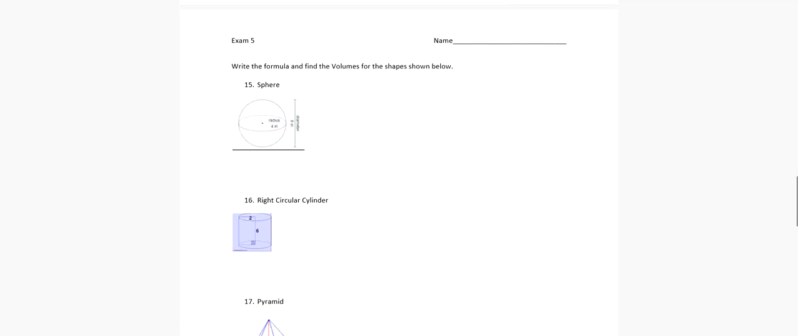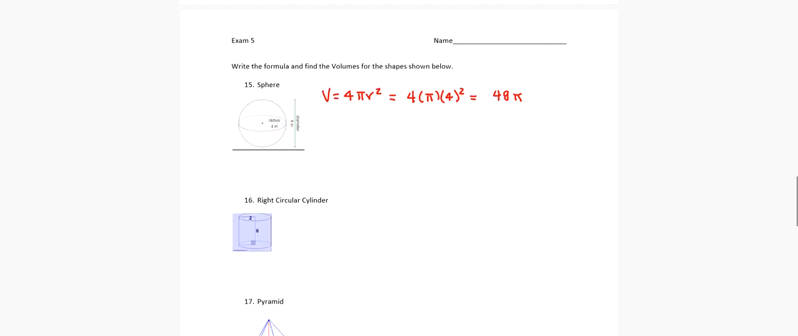So the formula for a sphere here, for the volume of a sphere, not the area, but the volume, equals 4 times pi r squared, which is going to end up being 4 times pi times the radius is 4 squared equals 48 pi inches cubed.